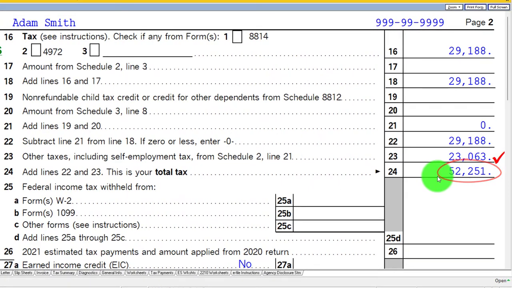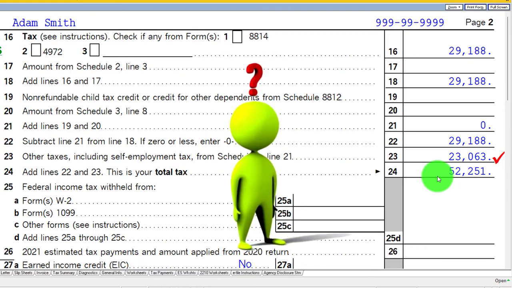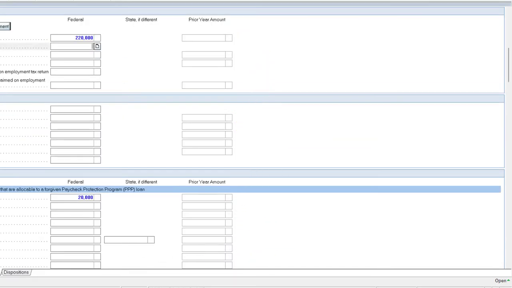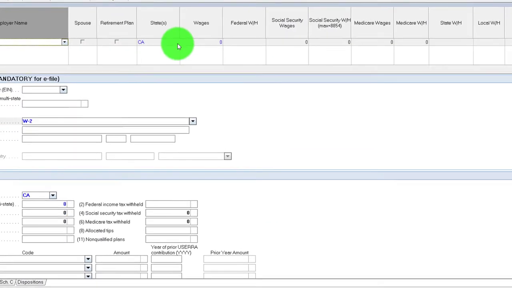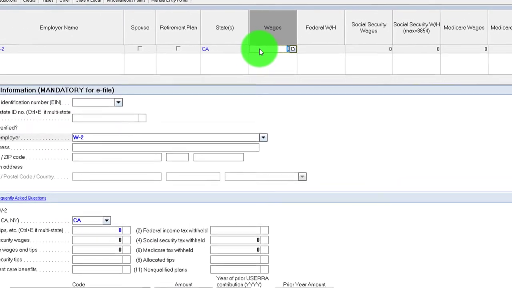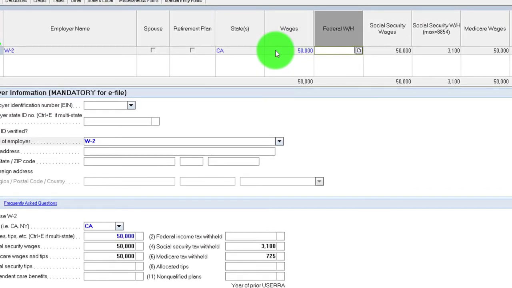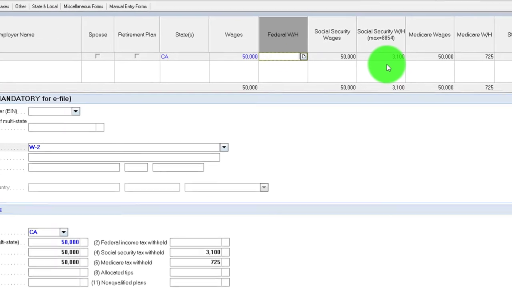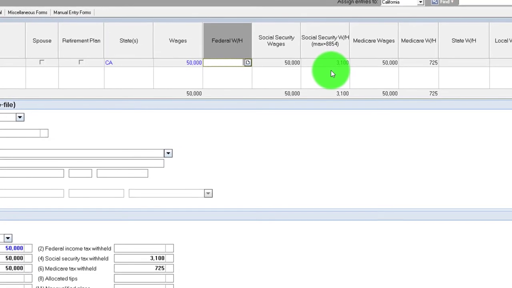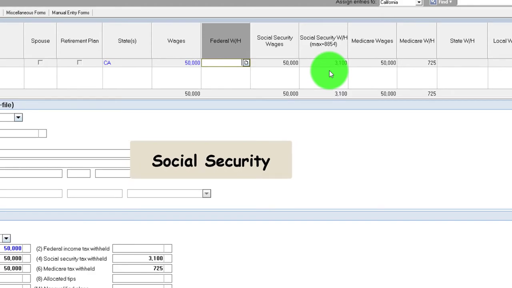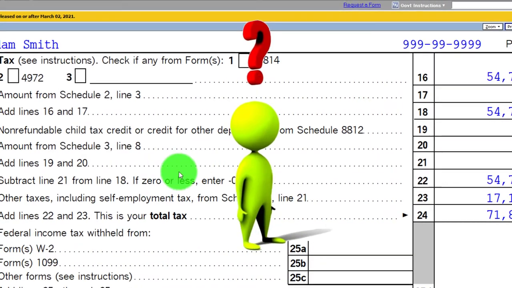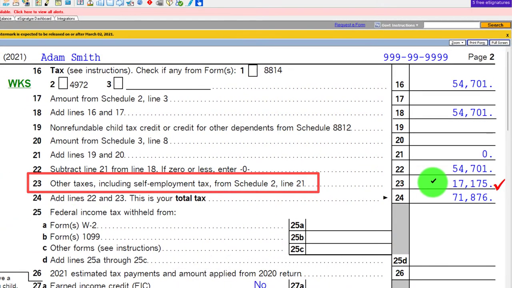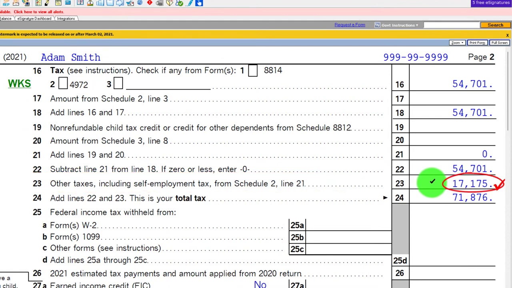Now the other thing you've got to keep aware of is you might say, well, what would happen if I had other things subject to self-employment tax? Like what if I had wages of 50,000? So now my wages would have withheld the 3,300 for Social Security, which is my employee portion, but I already went over the cap. So that causes problems, right? So if I go back over and see what happened with that, you can see the self-employment tax has been adjusted here to the 17,175.